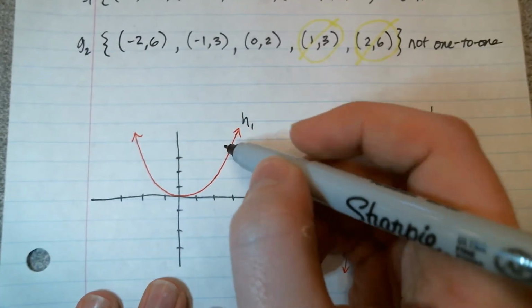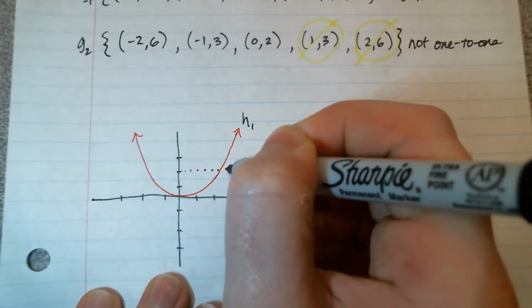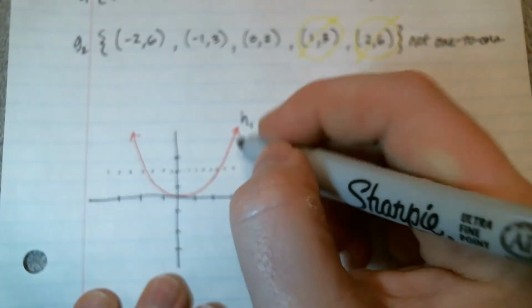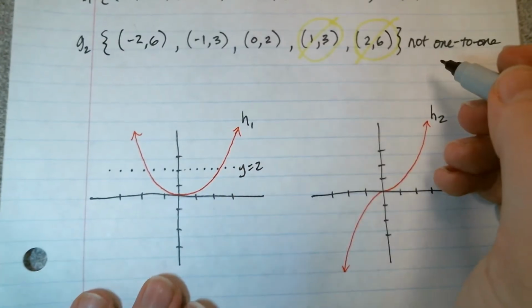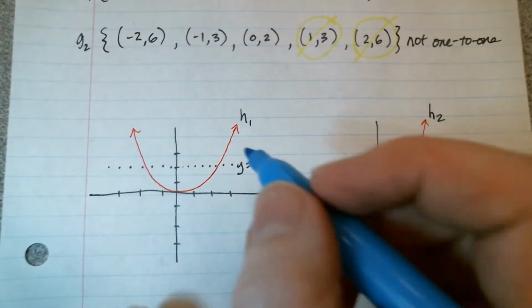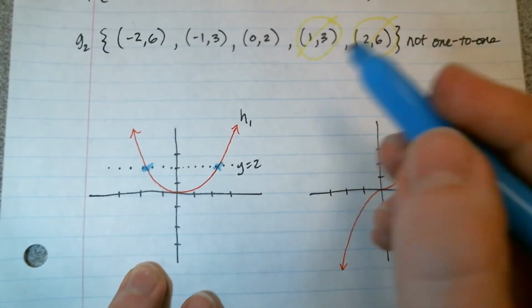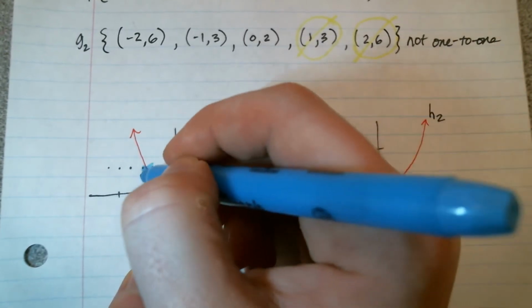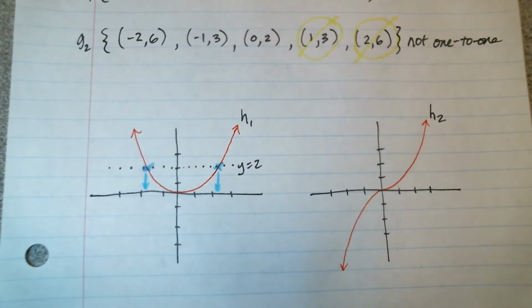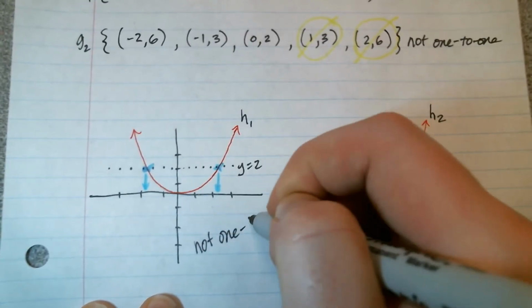So if I just look at the y value of 2, all along here, this has y value 2. And you can see for the y value of 2, there are two coordinates on this graph, which means there are two x values that correspond to this one y value, which means this function is not 1 to 1.